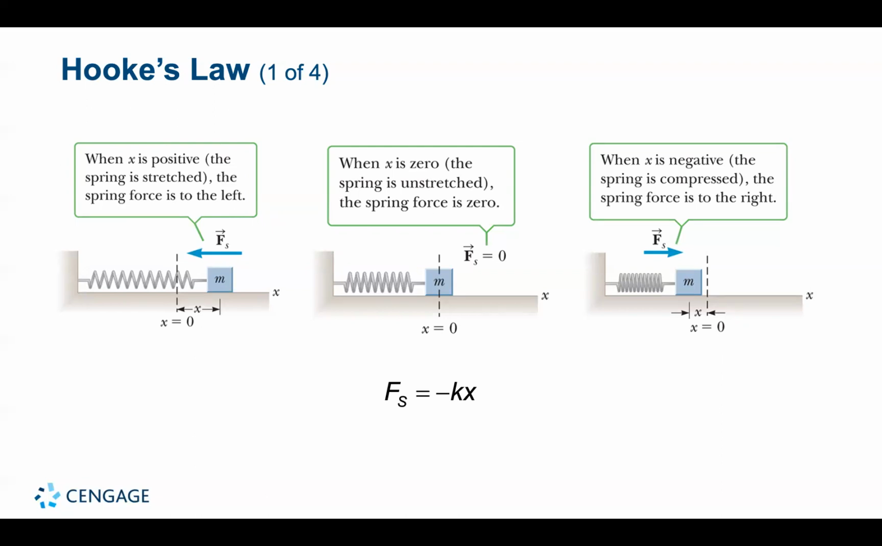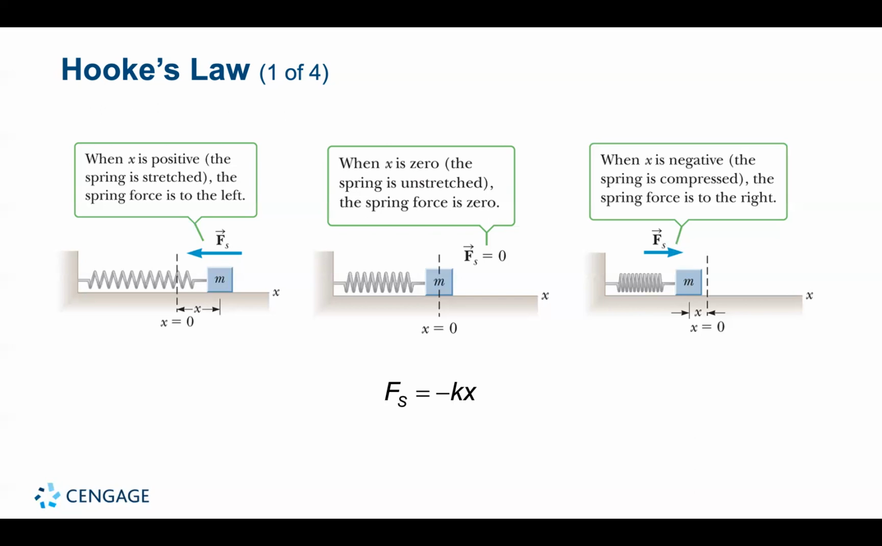In 1678, Robert Hooke performed experiments using springs and found that the spring force F sub s obeyed the equation shown, where x is the displacement of the object from its equilibrium position, and k is a positive constant called the spring constant. This is known as Hooke's law. The value of k is a measure of the stiffness of the spring. Stiff springs can have large k values and soft springs have small k values.